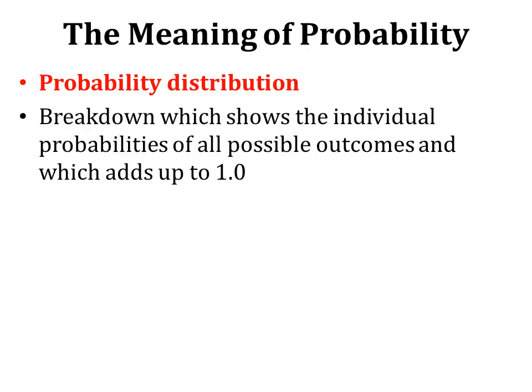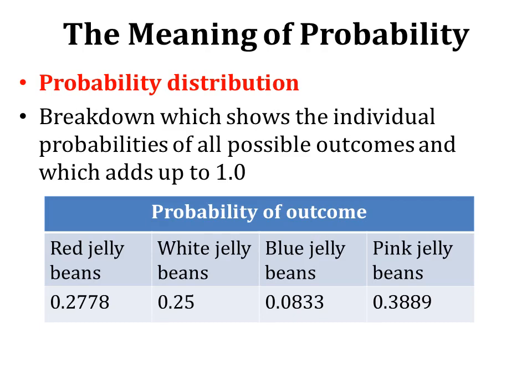Probability distribution. So what is probability distribution? It is the breakdown which shows the individual probabilities of all possible outcomes and which adds up to 1. This is the probability distribution of outcomes for the jelly bean example. We had 4 colors of jelly beans, and we calculated the individual probabilities of each one of these colors, and when they are presented in the form of a table, that is known as a probability distribution.